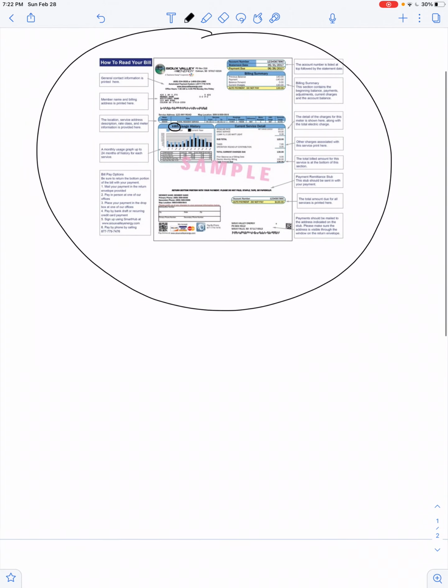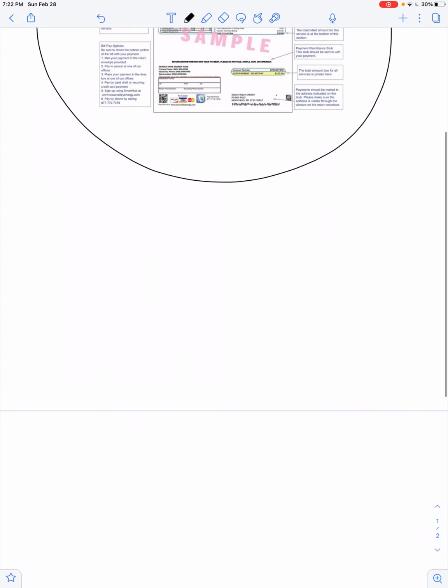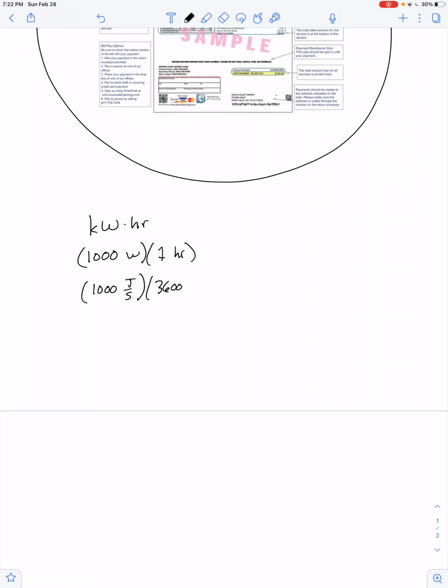Now, let's think about what that means. A kilowatt hour is 1,000 watts multiplied by 1 hour. In other words, it's 1,000 joules per second multiplied by 3,600 seconds. A kilowatt hour is 3.6 million joules. So a kilowatt hour is an expression of energy.